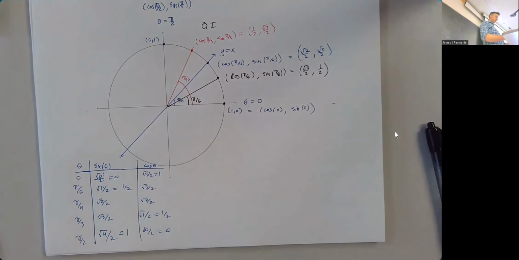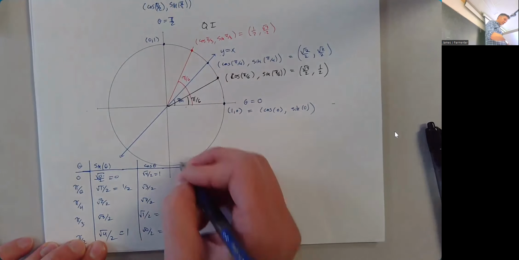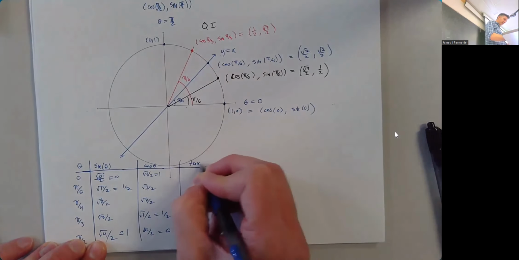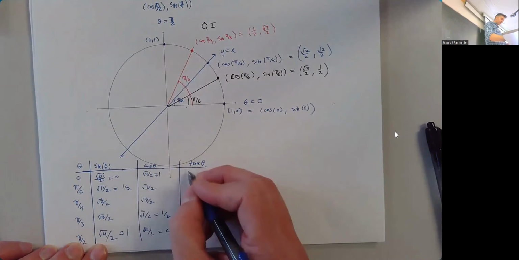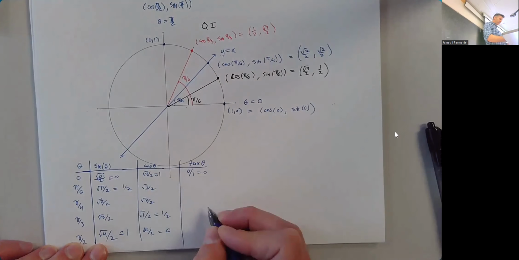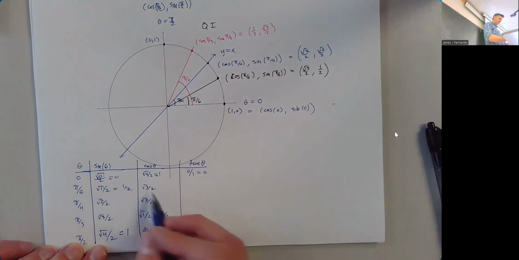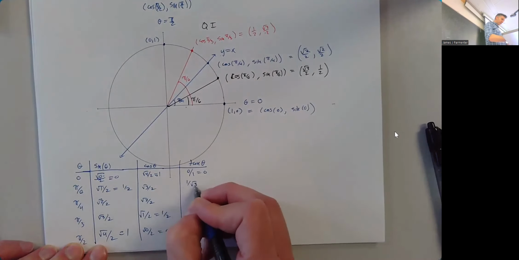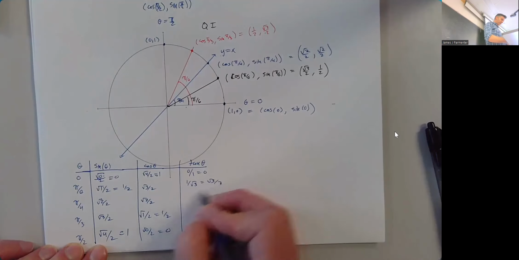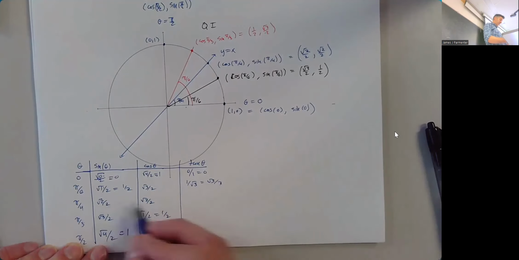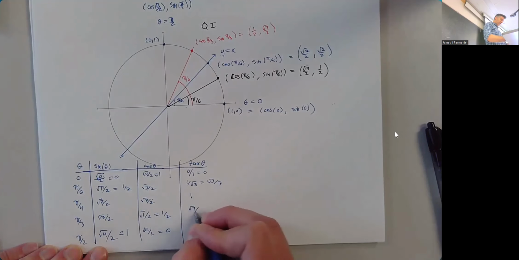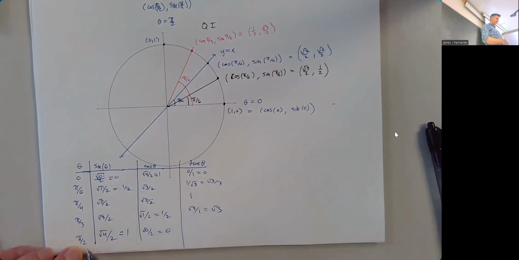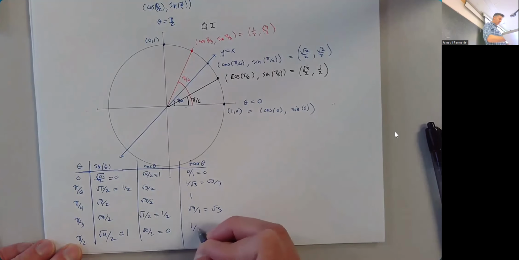And then if you really wanted to, you could just find tangent of theta by doing sine divided by cosine. So tangent of 0 is 0 divided by 1, which is 0. Tangent of pi over 6 is 1 half over root 3 over 2, which is 1 over root 3, root 3 over 3. Tangent of pi over 4 is root 2 over 2 divided by root 2 over 2, which is 1. Tangent of pi over 3 is root 3 over 1, which is root 3. And finally, tangent of pi over 2 is 1 over 0, so it's undefined.